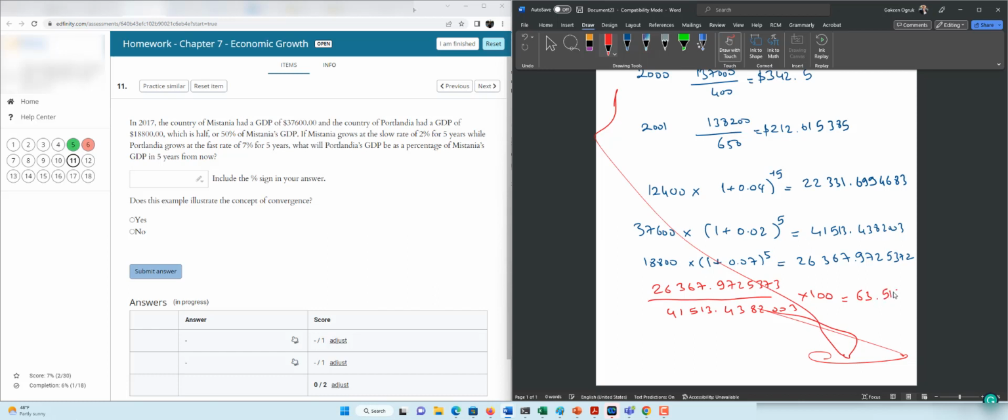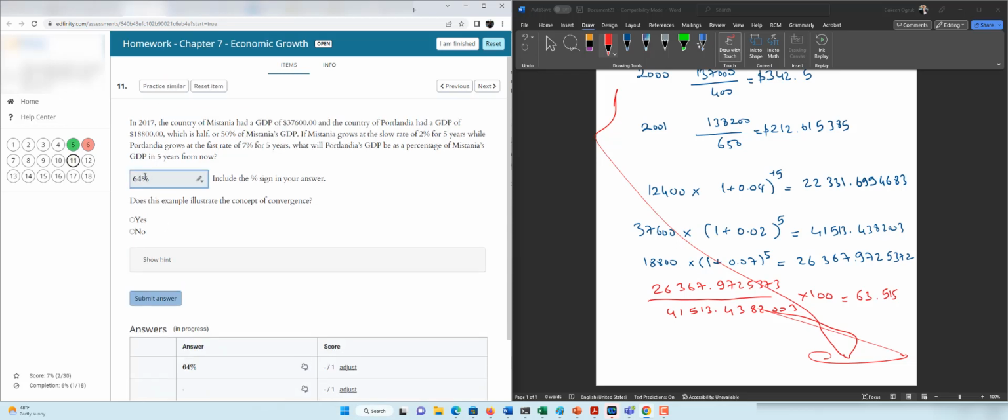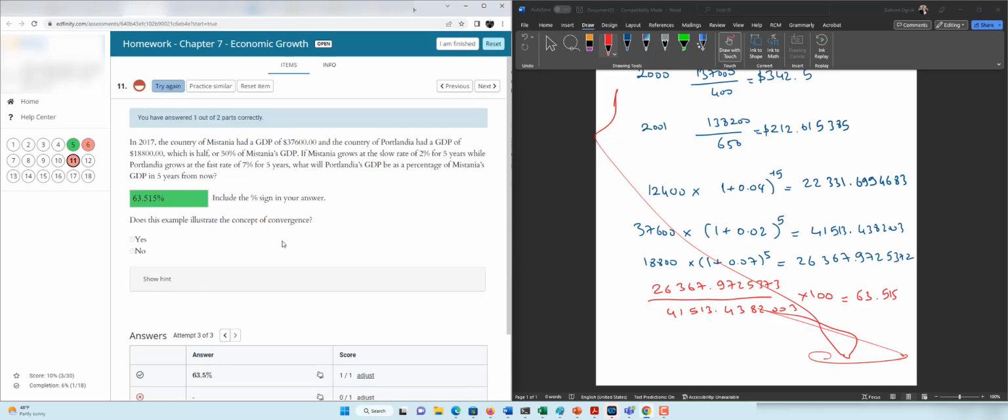63.515%. And let's see which one is going to be accepted. You have to be careful with Edfinity. It doesn't tell you how many decimals to put in. So let's try 64% and then see if it's correct. Then we can try 63%. It's not correct. 63.515. Yes, that is correct. So 63.5, the question is asking to include one decimal. So try several things to find out the answer for this type of question.